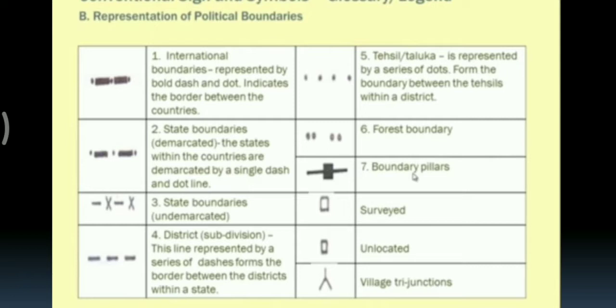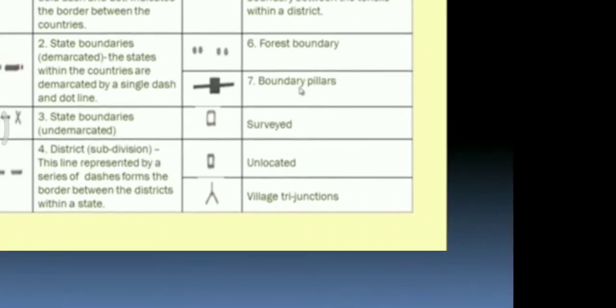District subdivision. This line is represented by a series of dashes, forming a border between two districts within a state. And for Tahsil we have dot dot dot lines. Forest boundary, unlocated area, surveyed area, and village are like that. Especially we have state boundaries and international boundary. We have to remember it. Okay.